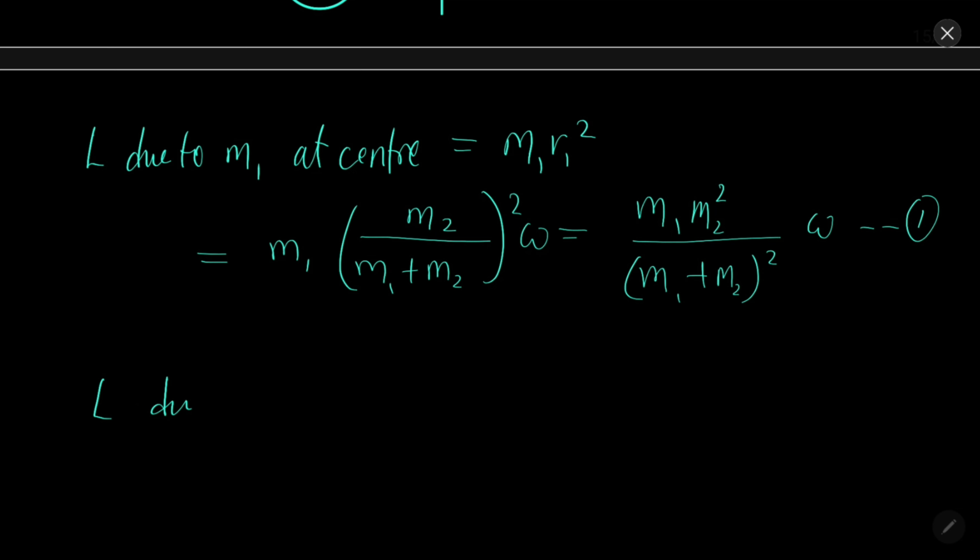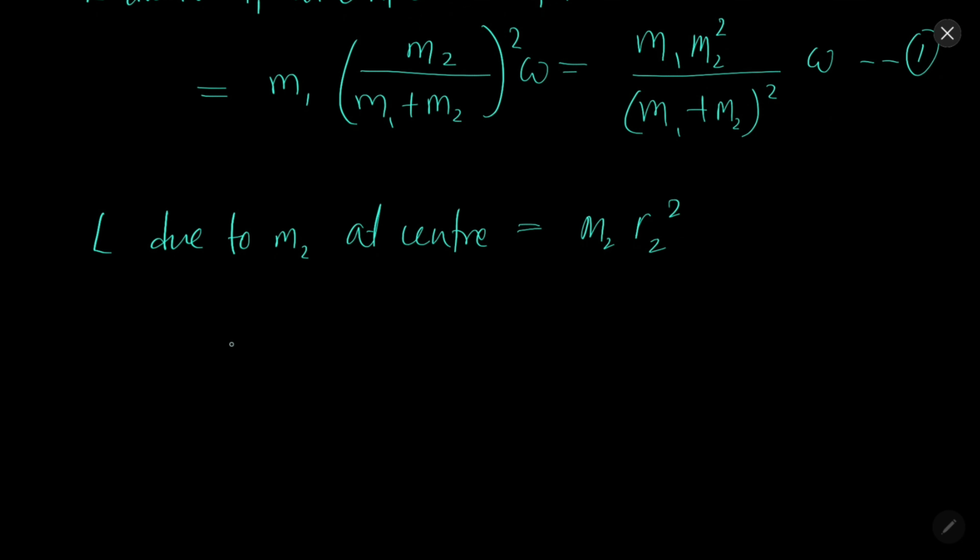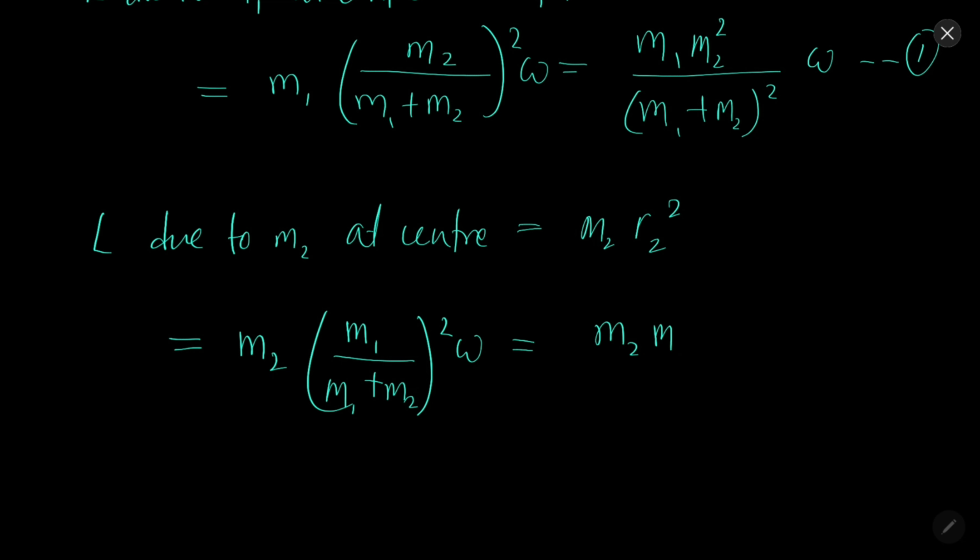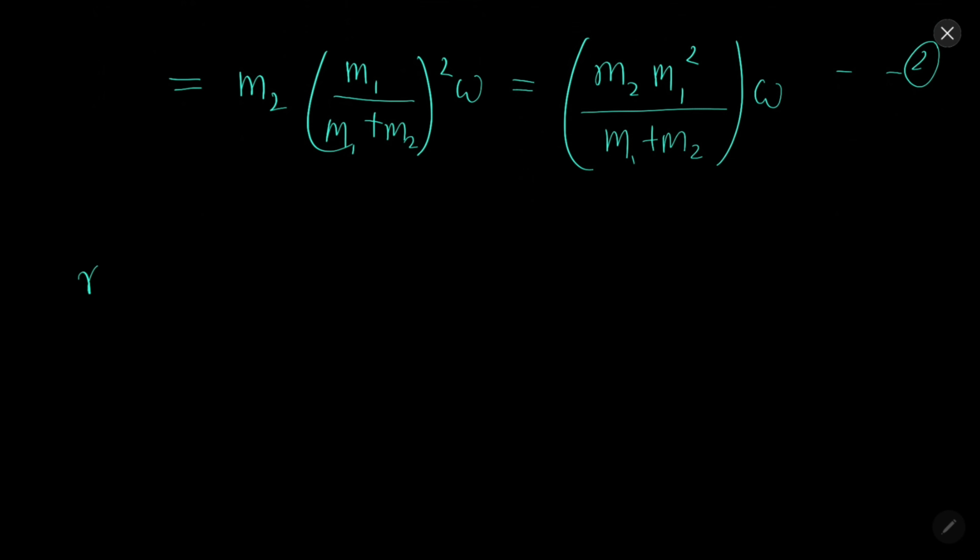And similarly, angular momentum due to M2 at center, M2 R2 square, equal to M2 (M over M1 plus M2) square into omega, M2 M1 square over M1 plus M2 omega. So net angular momentum will be the addition of them. When you add this, you will find angular momentum to be this much.